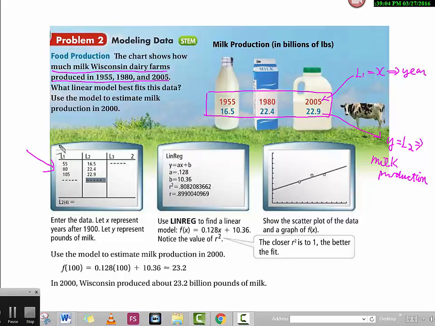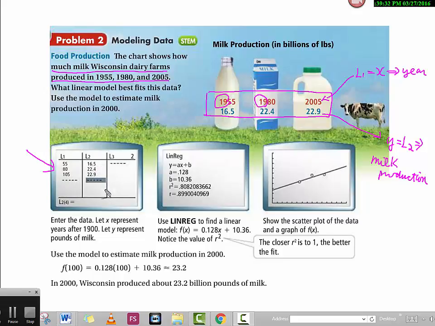But look at that, when they plug in the data for X, they take away the year right here. So they use a number to quantify the year instead of putting down the actual number of the year. So 55 stands for 1955 and 80 stands for 1980, while 105 represents 2005.